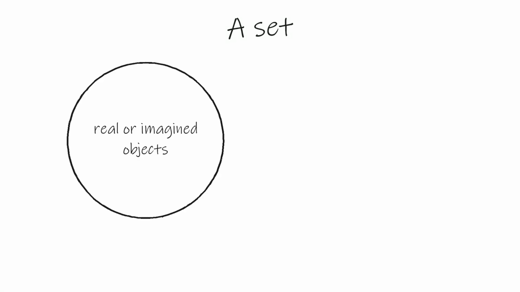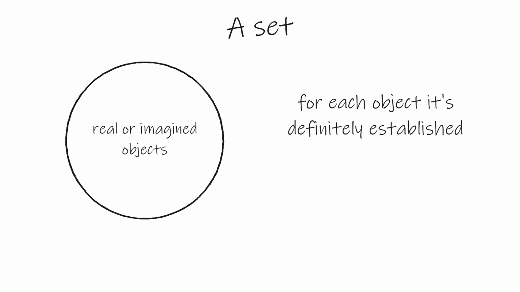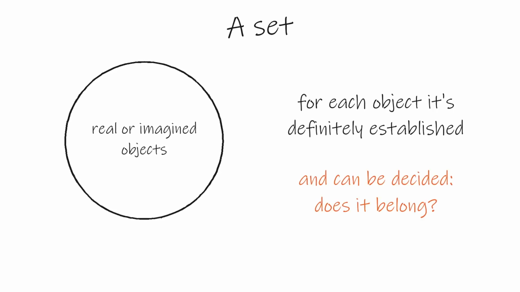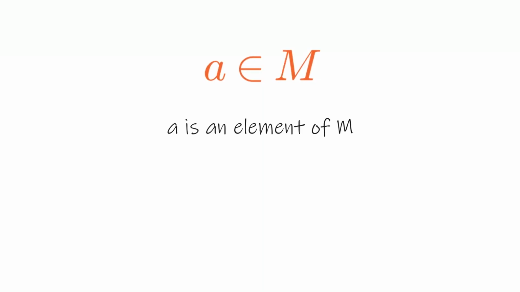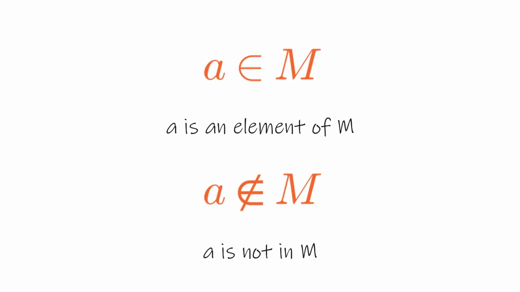A set is the totality of real or imagined objects, where for each object it's definitely established and can be decided whether it belongs. Hear the demand in that. Not probably. Decided. The objects that belong are the elements. A in M means A is an element of M. Strike through the symbol and it means the opposite. A is not an M.